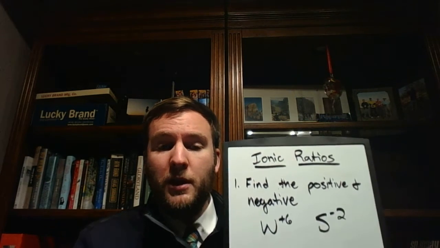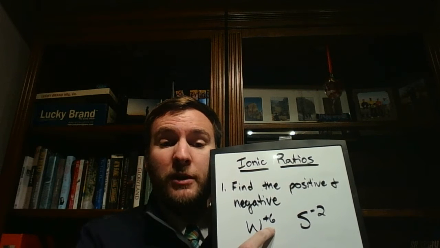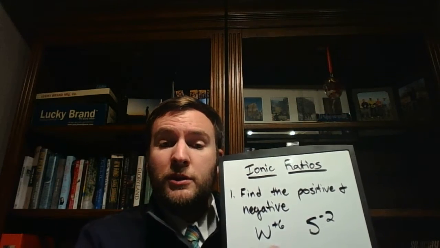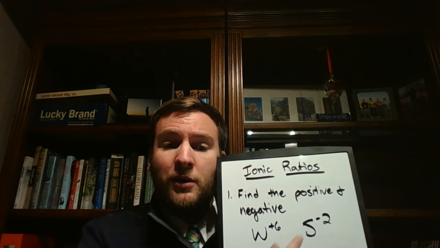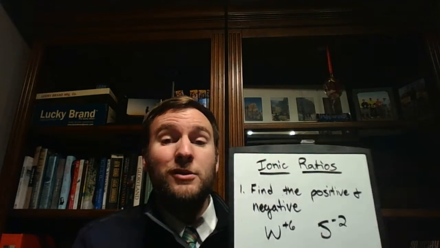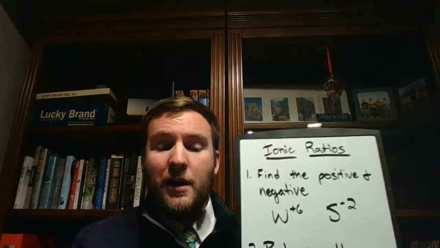Okay, so in this problem I have W, which is tungsten, 6 plus, and sulfur 2 minus. So there's my two, there's a positive one and the negative one. Now again, that's between a metal and non-metal, cation, anion, whatever you want to call it. Just make sure you're saying the right thing. Okay, this is an ionic bond.